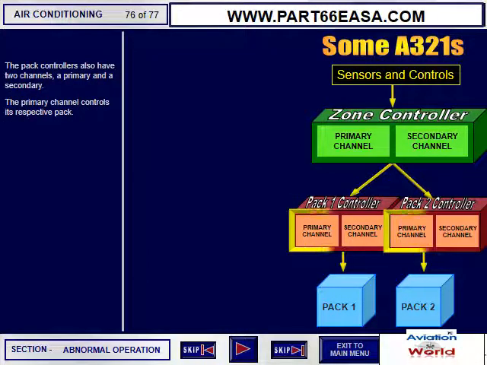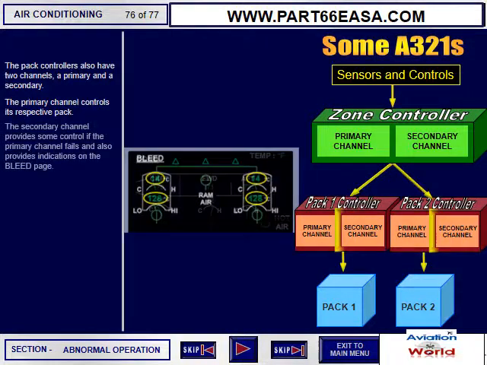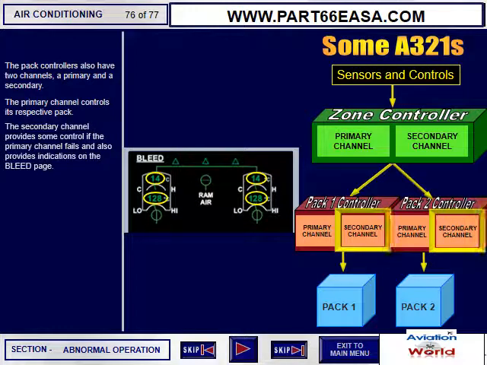The pack controllers also have two channels, a primary and a secondary. The primary channel controls its respective pack. The secondary channel provides some control if the primary channel fails and also provides indications on the bleed page.